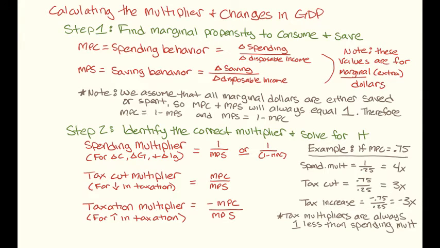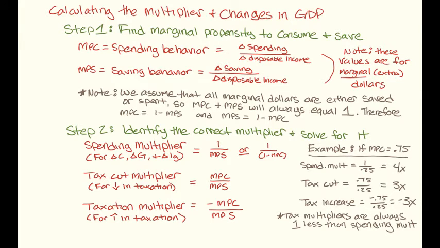So step one in finding the multiplier is we have to figure out what a population's spending behavior versus their savings behavior is going to be. These two behaviors are known in AP Macro as MPC, or the marginal propensity to consume, which tells us how much of their income they spend, and MPS, the marginal propensity to save, which tells us how much of their income they're going to save.